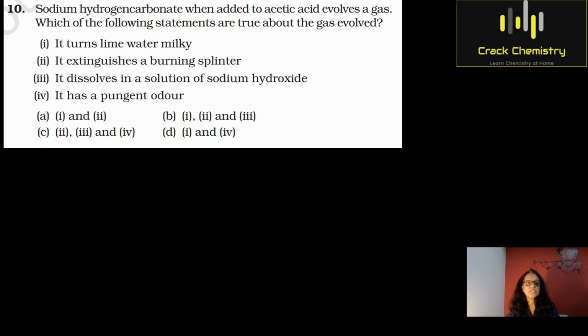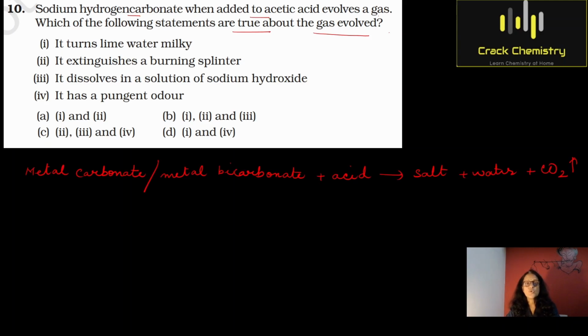Students, the last question is that sodium hydrogen carbonate when added to acetic acid evolves a gas. Which of the following statements are true about the gas evolved? So students always remember that metal carbonates and metal bicarbonates are basic in nature. So when they are treated with acid, the products formed are salt, water and carbon dioxide gas evolved during the process. So in this question, the evolved gas is carbon dioxide.